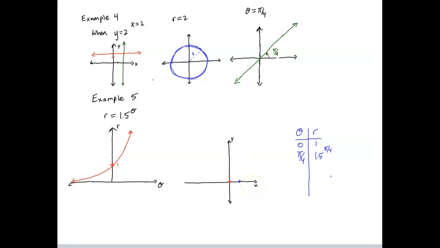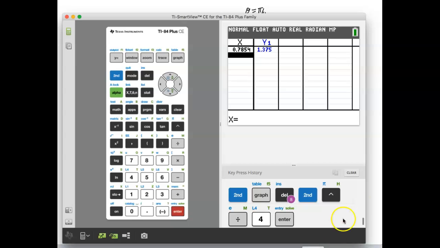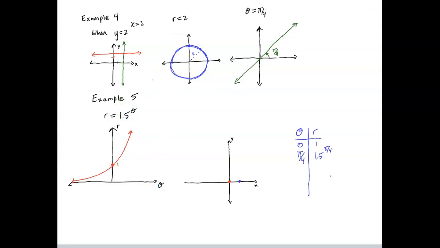I said 1.375. So I need to go out. I'm going to go to my angle of pi over 4, which is halfway in, and I need to go out slightly further than I went out before, right? So that's going to be something like that.